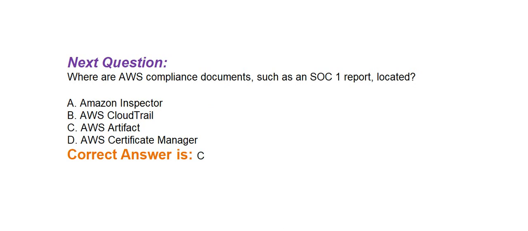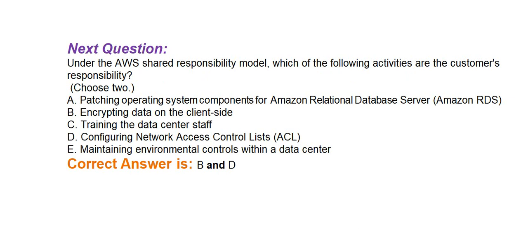Next question. Where are AWS compliance documents such as an SOC 1 report located? Option A. Amazon Inspector. Option B. AWS CloudTrail. Option C. AWS Artifact. Option D. AWS Certificate Manager. Correct answer is option C. AWS Artifact. Next question.